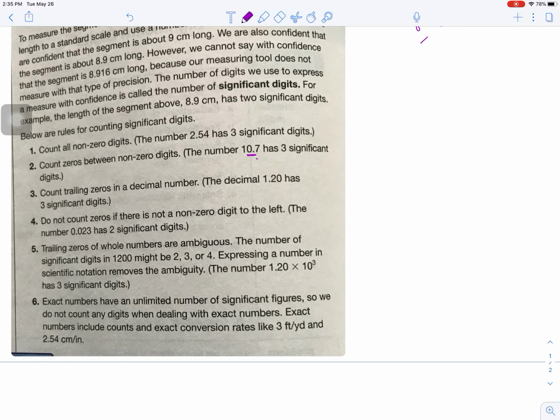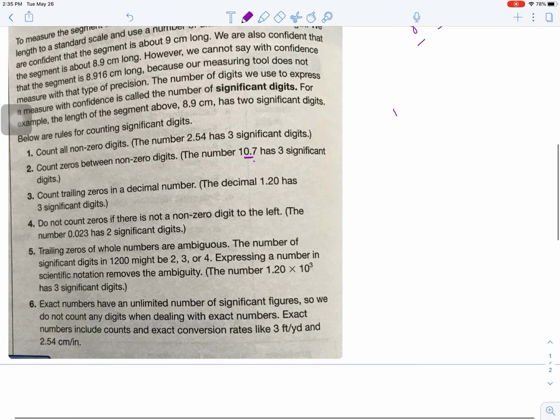Count trailing zeros in a decimal number. So 1.20 has 3 significant digits. So the person who actually measured 1.20 knows with certainty that it is that zero there. That's what makes it significant. Do not count zeros if there is a non-zero digit to the left. The number 0.023 has 2 significant digits. Now, when I was prepping for this, that, of course, threw me off a little bit because decimal place makes it significant, but that's the way these rules work.